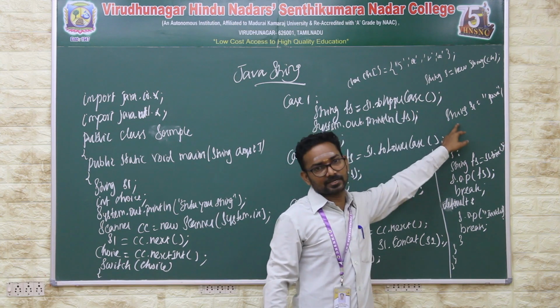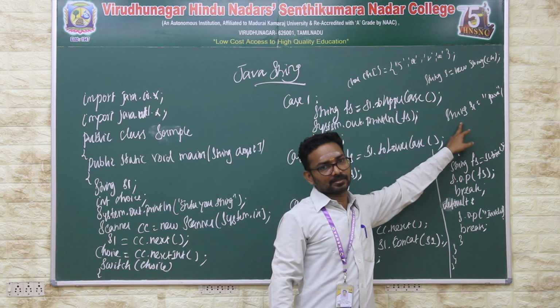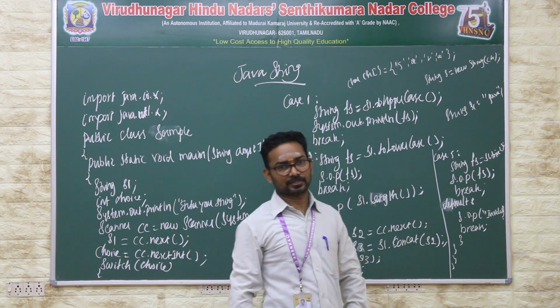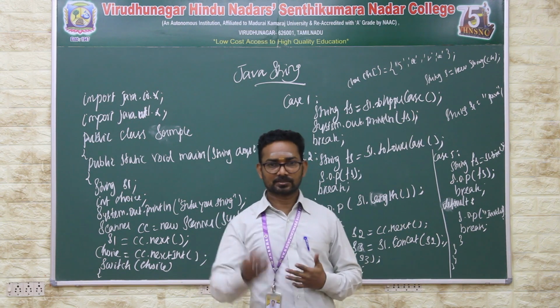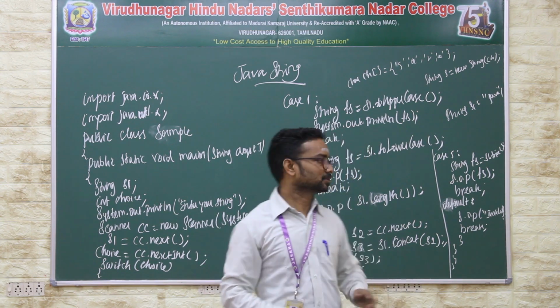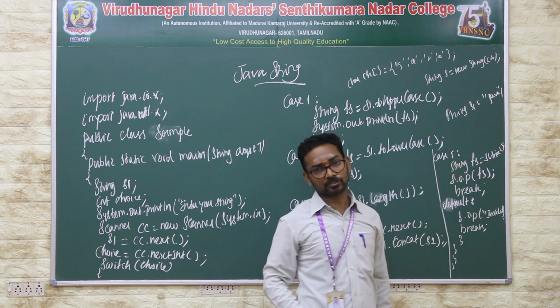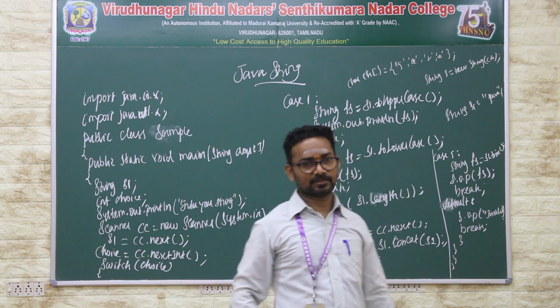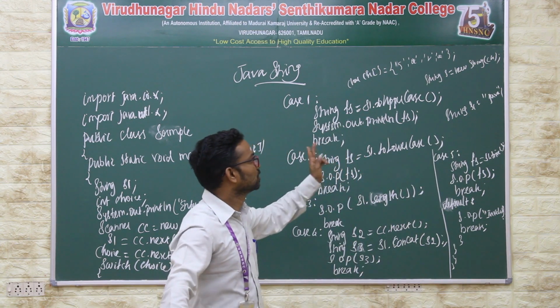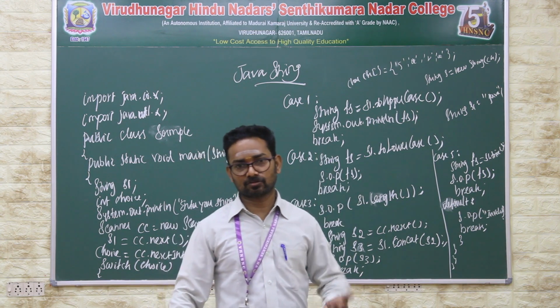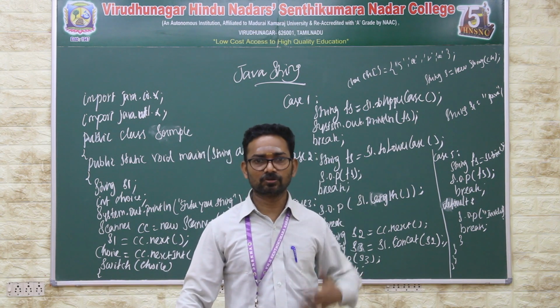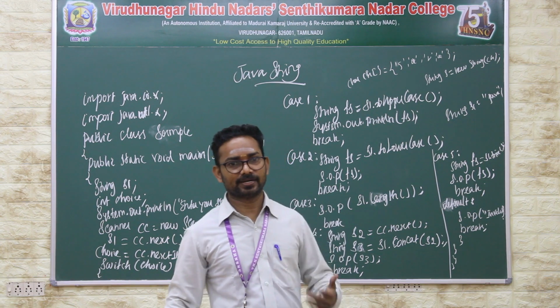Another way is directly creating the string literal: string s1 equal to double quotes. The double quotes are used for a string, a collection of characters, for example string s1 equal to Java. So there are two ways of creating a string: one is the string literal, and the other uses the new keyword to create a string object.